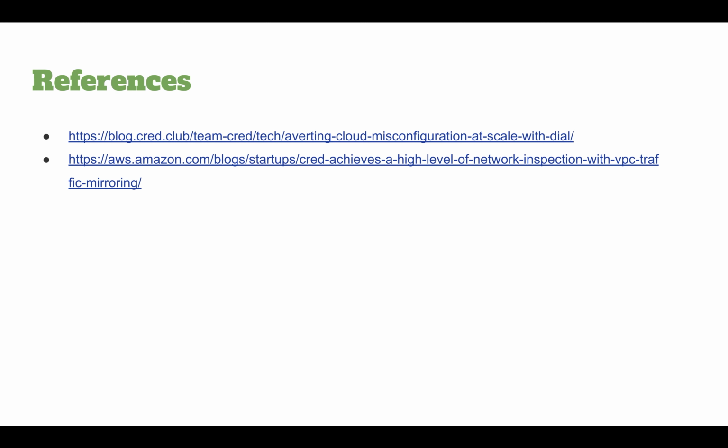So this was it. I have attached some references here. We have written blogs regarding Dial, how we have built it and what it serves. And then we have also published one of our blogs on AWS, which you can go ahead and read here, on how we have leveraged VPC traffic mirroring to achieve a high level of network inspection.